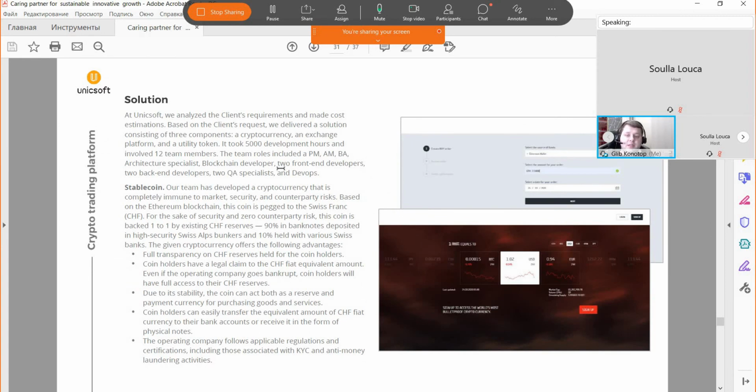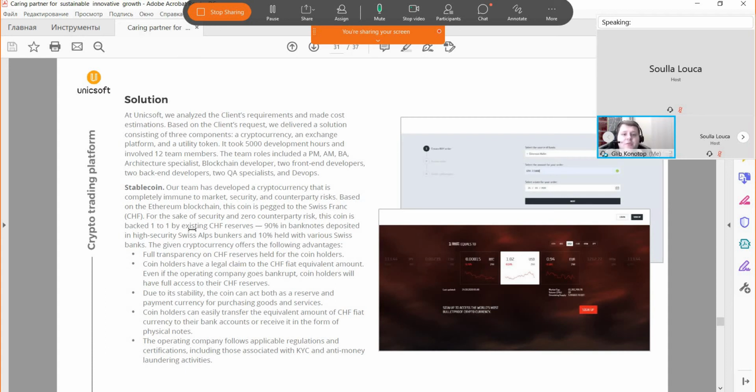So the stablecoin itself, as I've mentioned, was backed by Swiss francs, and the way it was backed is rather interesting. 90% of all the banknotes were deposited in physical bunkers located in the Swiss Alps. They were very highly secured, and each customer holding the stable coin has the right to exchange this token for the amount of the real currency that this token was backed by.